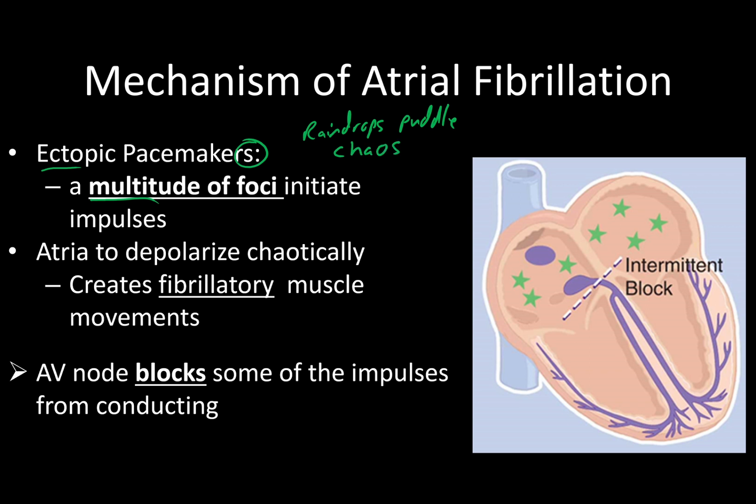Those drops are hitting multiple at the same time in multiple areas, creating ripples that collide with the other ripples nearby, and it just makes a whole mess. And so that's the idea, is that on the left side of the heart and the right side of the heart, there's just a mess of these going off simultaneously. There's no organization whatsoever. And because of these impulses firing, it creates fibrillatory muscle movements.